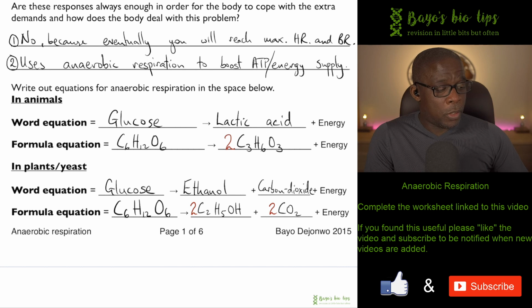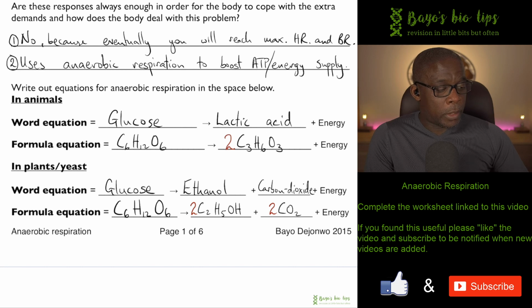Let's look at the hydrogen atoms on the right-hand side. In ethanol, you've got the 5 initial hydrogens and then the hydrogen from the hydroxyl group. That's 6 in total. When you multiply that by 2, 6 multiplied by 2, you end up with 12. And that's balanced with the number of hydrogen atoms on the left-hand side.